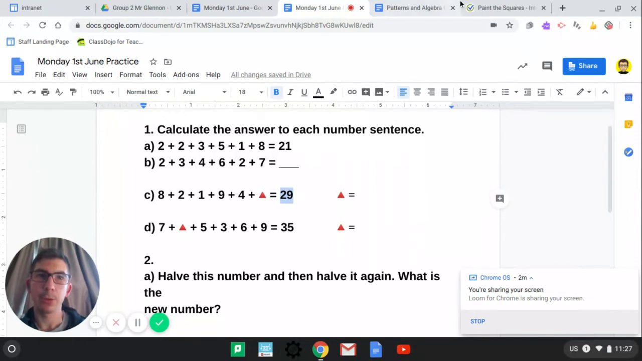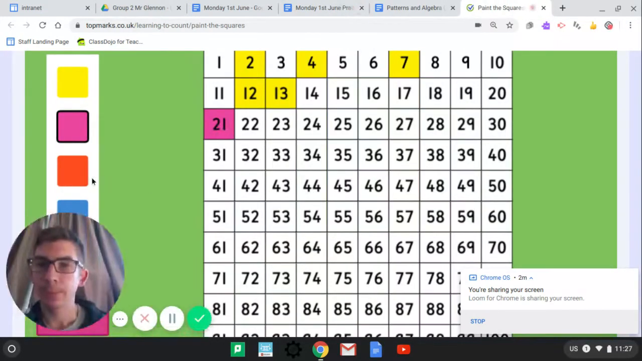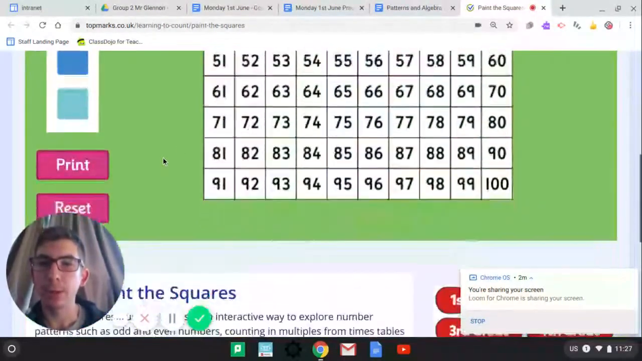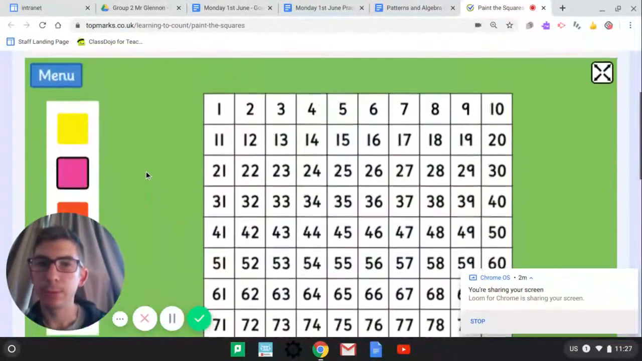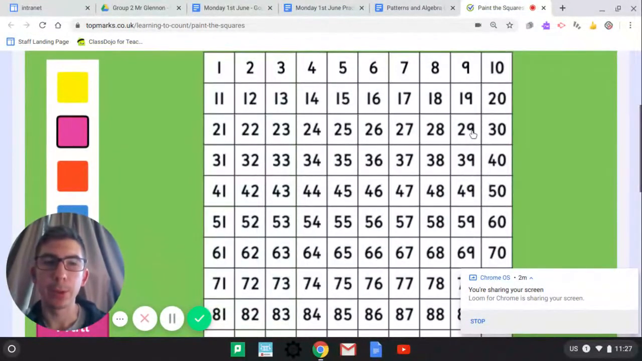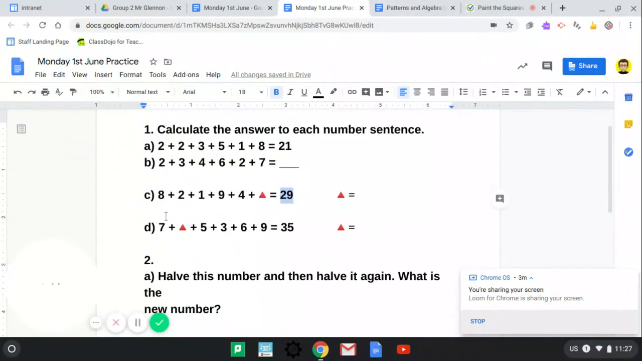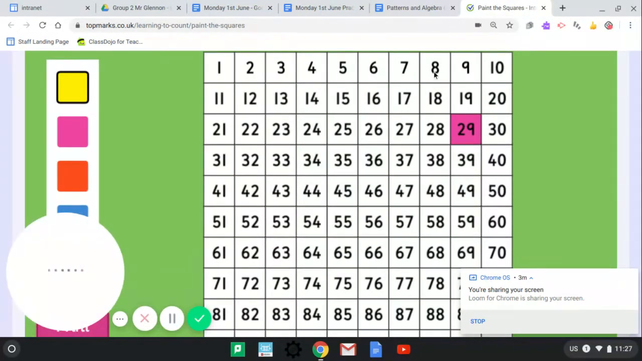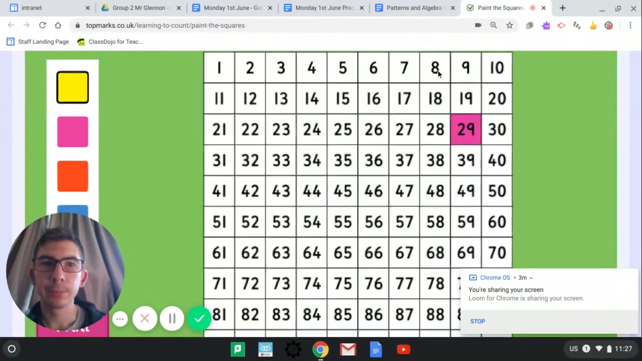So I'm going to go to my number square. I'm going to keep my answer in pink, just like the question before. So the answer was 29. And now I'm going to switch to yellow. And it's 8 plus 2 plus 1. So 8. Is that not working? There we go. Plus 2, 1, 2, plus 1, 11.